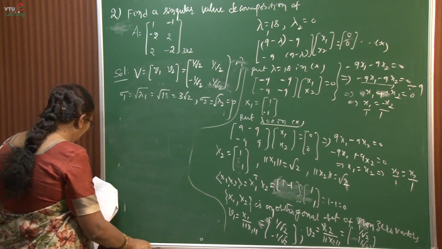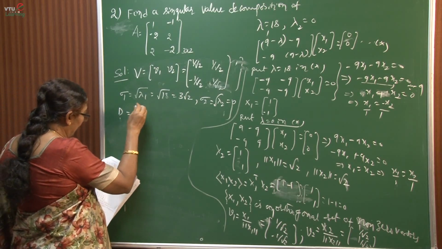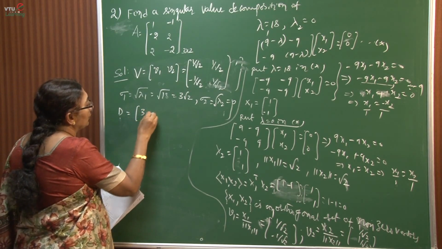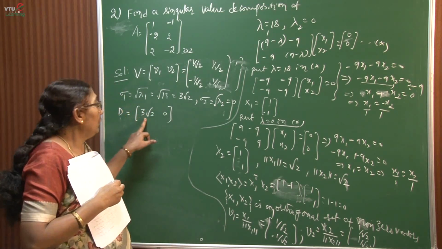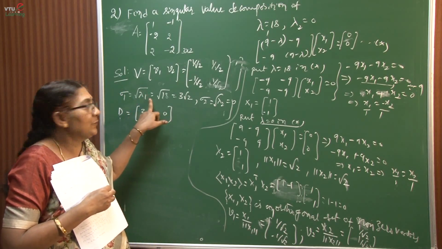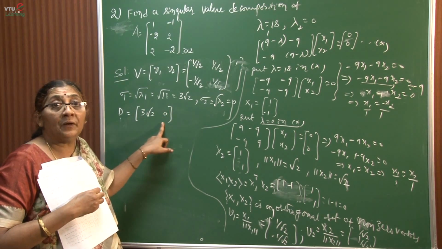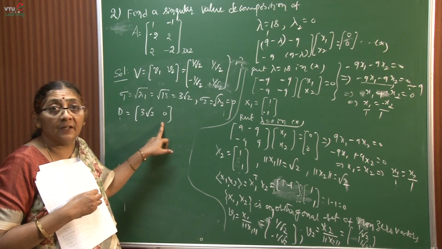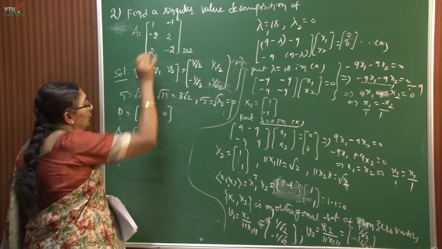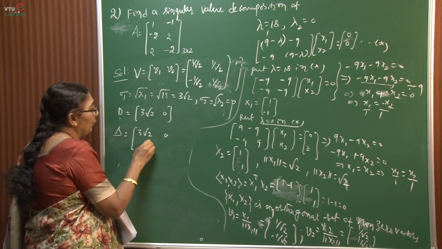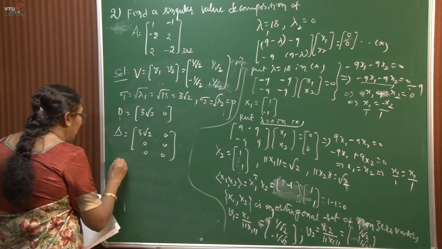And next try to write what is my D. D is nothing but only one value. What is that? 3 root 2. Keep in mind, that's why I'm solving this problem on the board. Now, only one non-zero singular value. What is that? 3 root 2. We can't write in the next row. We are only framing a diagonal matrix whose diagonals are the non-zero singular values. Delta. How many rows do you have? 3 rows. But here having only 1 row. Therefore, make the other 2 rows 0. This is delta. Okay.